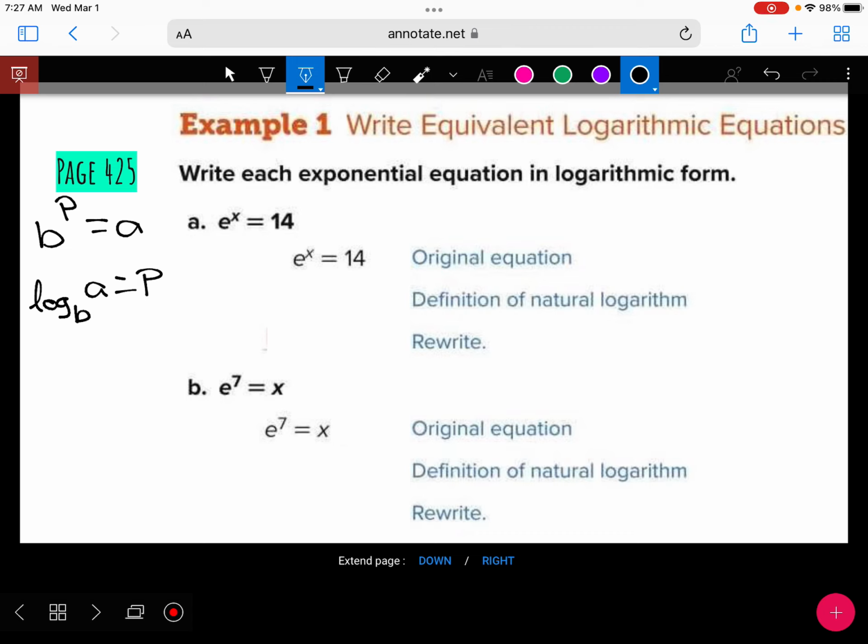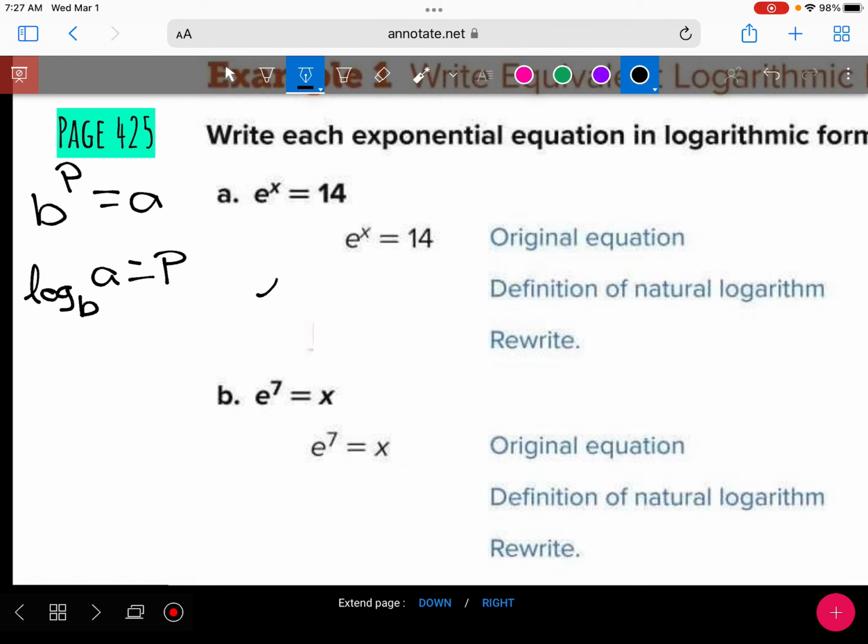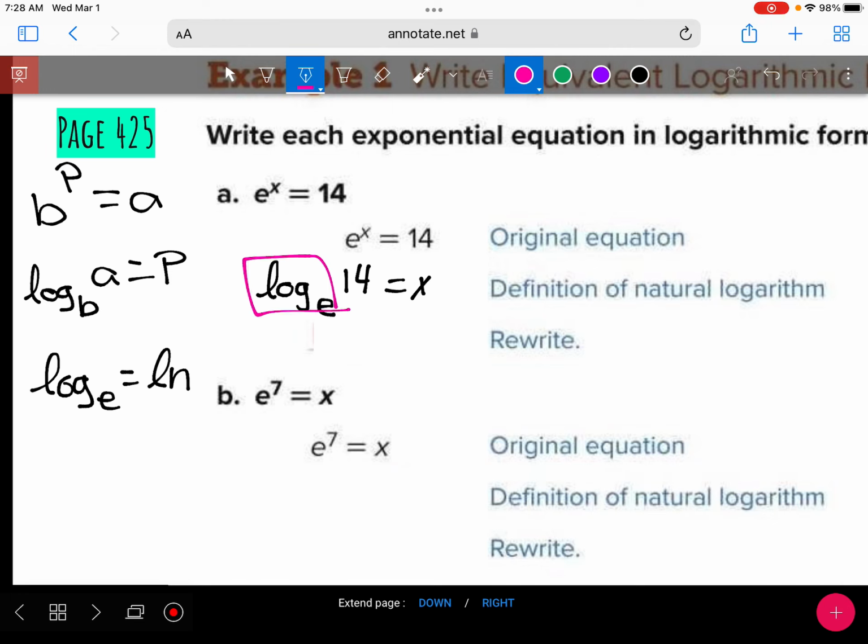So rewriting this in logarithmic form, for part A here, we're going to have log base e of whatever this thing equals, 14, equals that power, which is x. Well, we just talked about on the last page that a log base e is also written as ln. So I can take this chunk here and replace it with ln of 14 equals x.